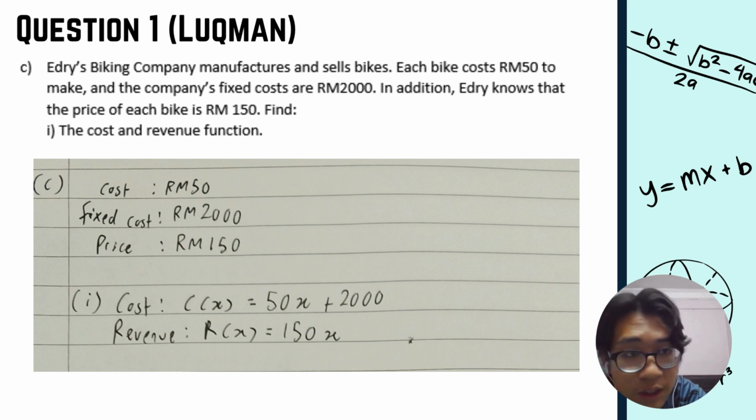So the cost function is variable cost plus fixed cost, which in this case is each bike cost, 50 ringgit, plus the fixed cost, 2000 ringgit. So the cost function C(x) equals 50x plus 2000, where x represents the number of bikes produced. The revenue function is just price per unit times quantity sold, which in this case is the price of each bike, 150. So the revenue function is R(x) equals 150x, where x represents the number of bikes sold.